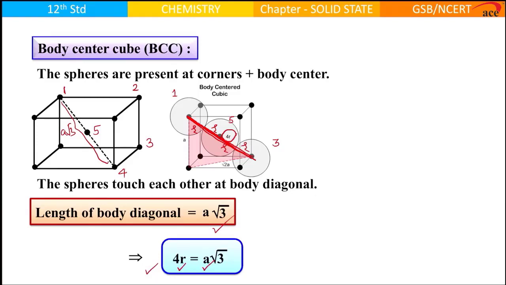If you go back, remember spheres number 1, 5 and 4 touch each other. So this value from here to here is R, from here to here it is 2R, from here to here it is R. The total value in this case is 4R. So 4R is the body diagonal, and the body diagonal value is a root 3.